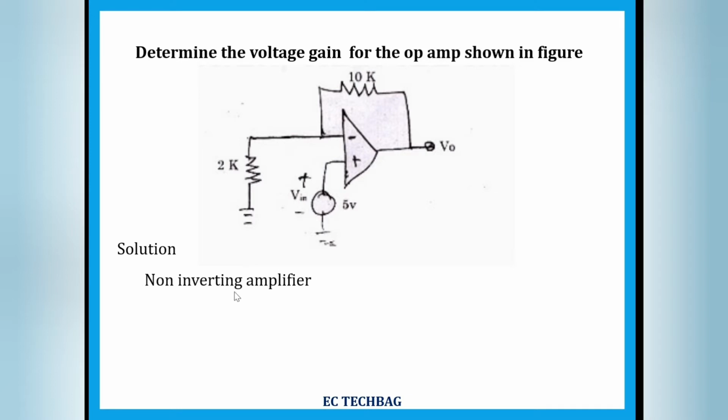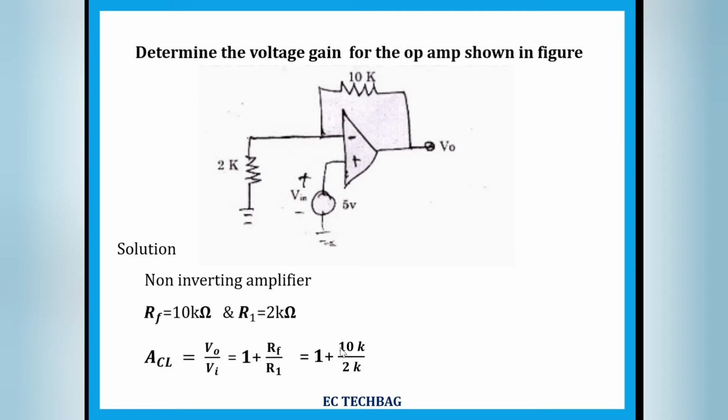We know the formula to calculate the voltage gain of the non-inverting amplifier, that is V0 by Vi, voltage gain, output voltage divided by input voltage, that is equal to 1 plus Rf by R1. Rf is the feedback resistor and R1 is the resistor which is connected to the inverting terminal of the operational amplifier. We know the values of Rf and R1 which is given in the problem. So if you substitute these two values, you get the voltage gain of this circuit.